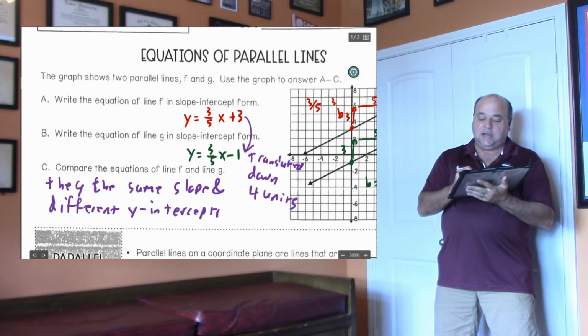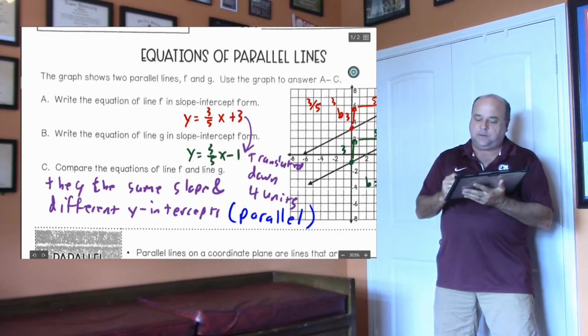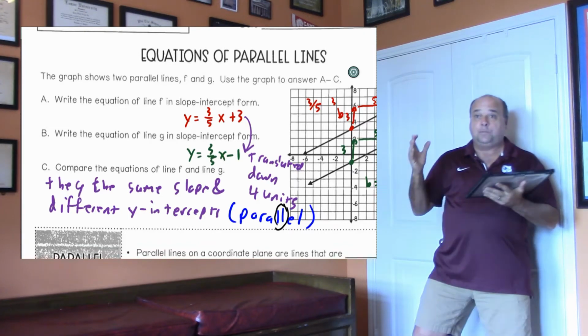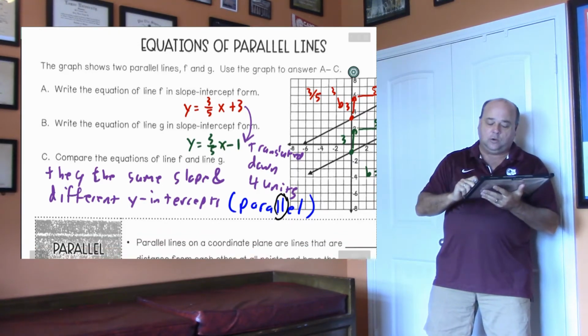If lines have the same slope and different y-intercepts, they are parallel. Notice that the two L's in parallel are parallel, aren't they? So parallel lines have the same slope.